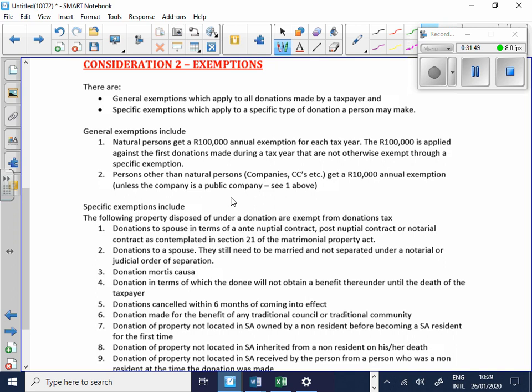You donate to your spouse in terms of an antenuptial or postnuptial contract, no donations tax. Okay, it's the nature. I give, she takes. You guys comfortable with that? No donations tax. Not right.